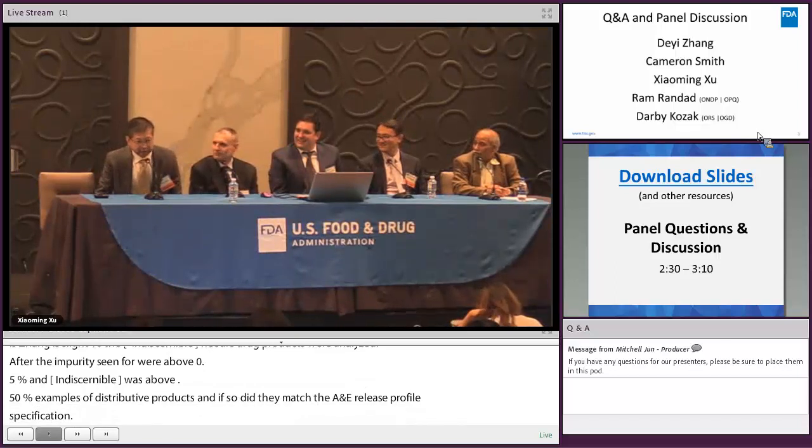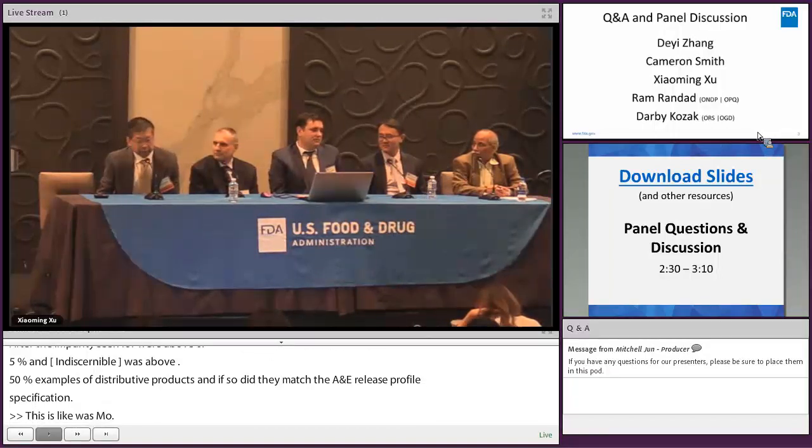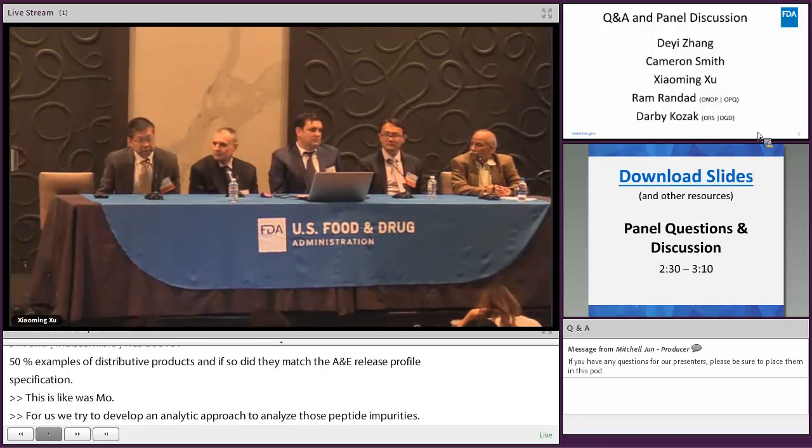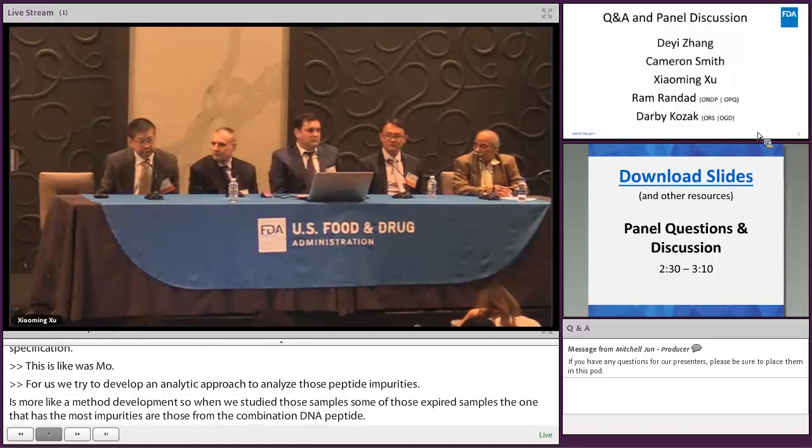No, for us, we basically just try to develop an analytical approach to analyze those peptide impurities. So it's more like method development. So when we studied those samples, some of those expired samples, the one that had the most impurity were those from the recombinant DNA peptide. So it's not simply saying whether it's release criteria or something.